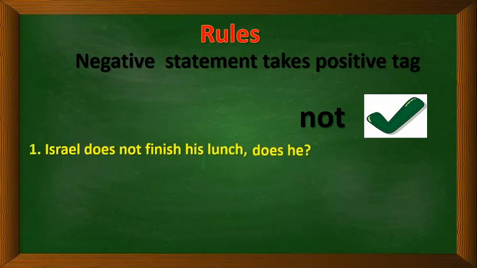Israel does not finish his lunch, does he? So, Israel does not finish his lunch. You can see there is what? Not there. It shows what's called what? Negativity. And thus we say does he is a negative tag.